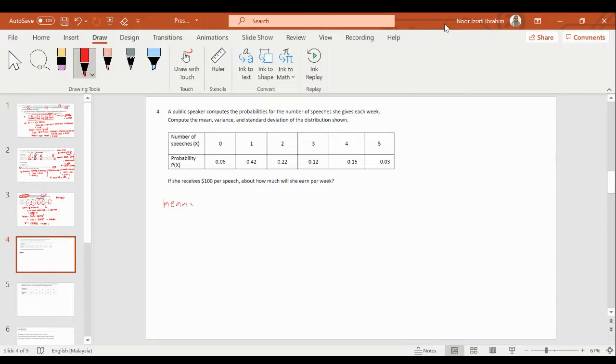The mean, you have to use the formula E of X equals to summation of X multiplied with probability. Then you make it 0 multiplied with 0.06 plus 1 multiplied with 0.42 until the last one, 5 multiplied with 0.03. Then you will have here 1.97.